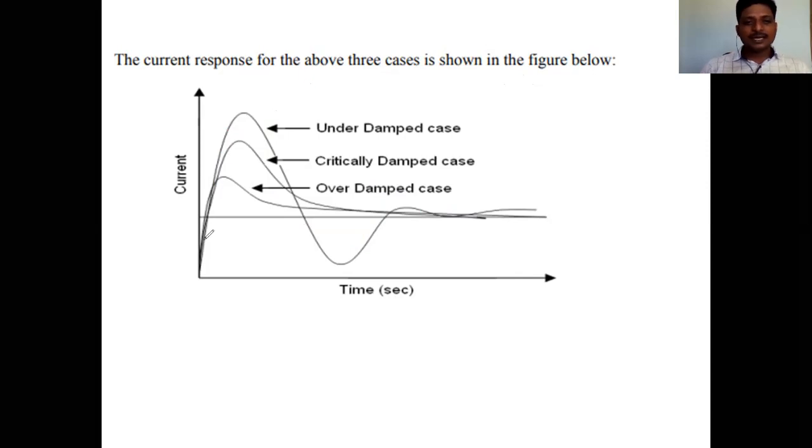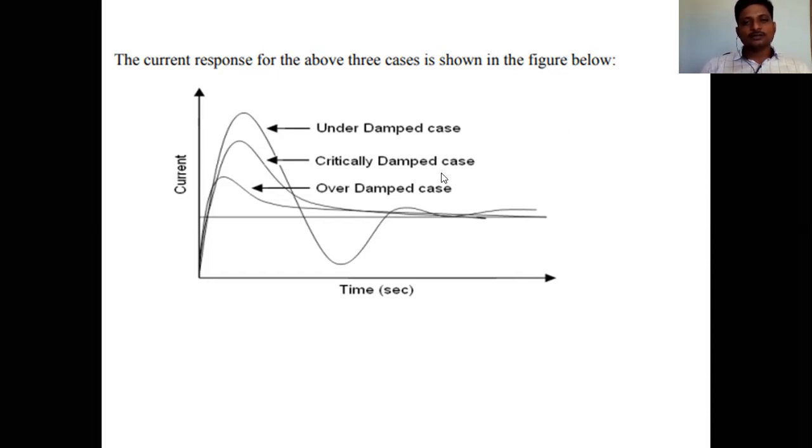Next, critically damped case. Critically damped means it will straight away go to the peak value, then it will fall to a steady state value gradually. So this is a critically damped condition. Next, overdamped condition means it will not go to a peak, which means it will take less time to reach its steady state value. So that condition is known as overdamped condition. So this is the response of current when a DC source is applied to an RLC series circuit through a switch.